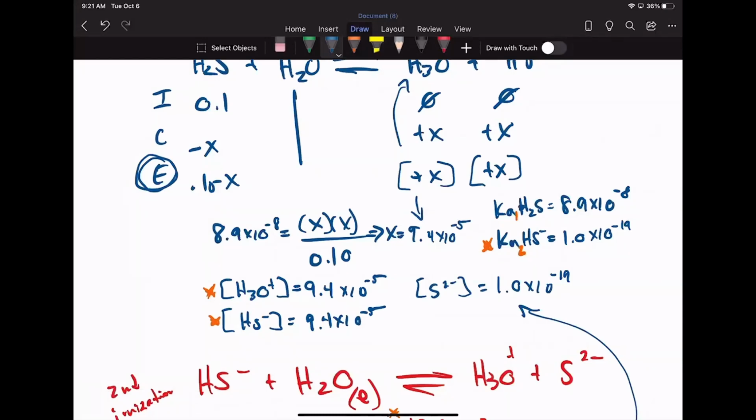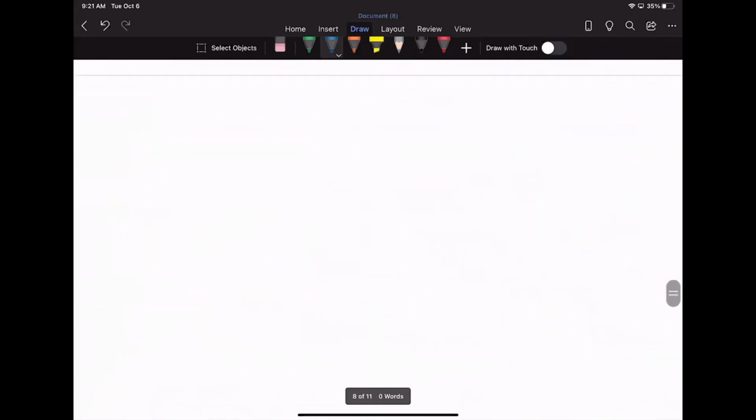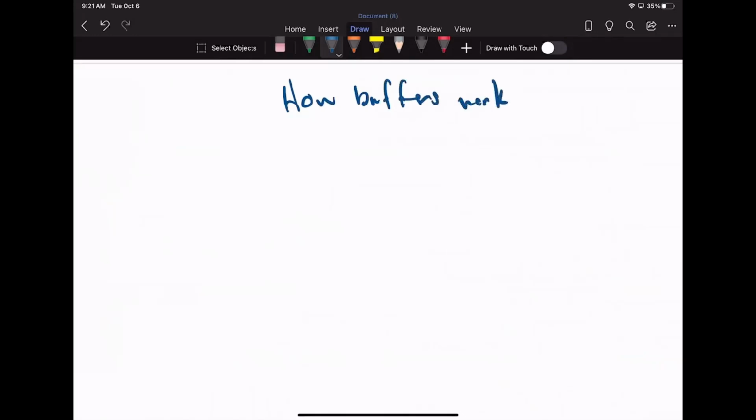We're going to have time for Henderson-Hasselbalch. Yep, let's just keep going, as we get into buffers and how buffers work. So just how buffers work, right?